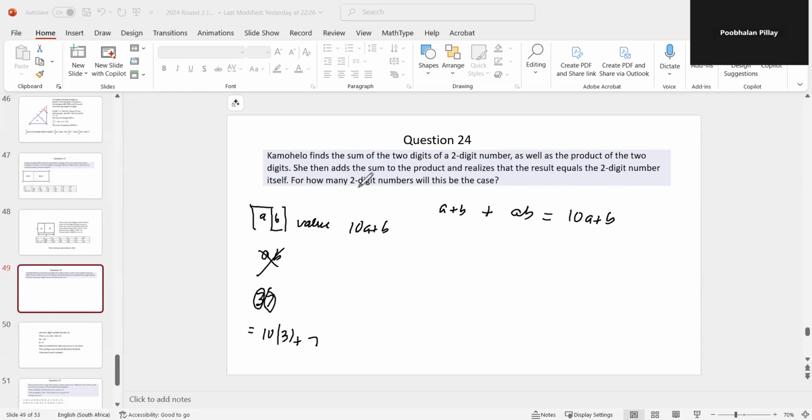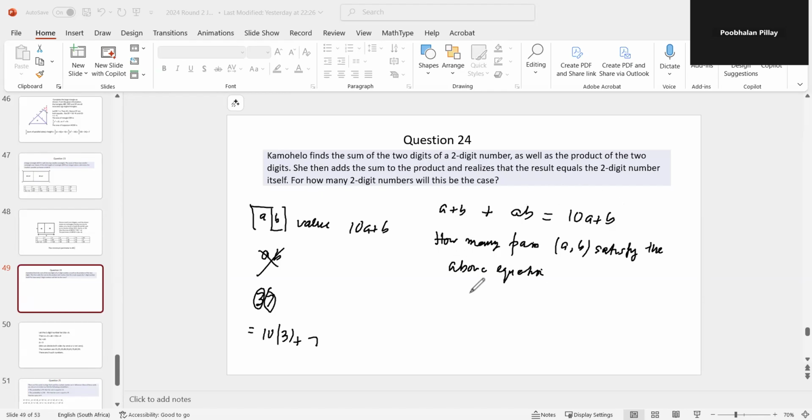So you need to calculate how many two-digit numbers would be the case. How many A and B satisfy this equation? How many pairs A, B satisfy the above equation? So let's try to solve this. You'll notice that you've got B on both sides, so the B's actually cancel.